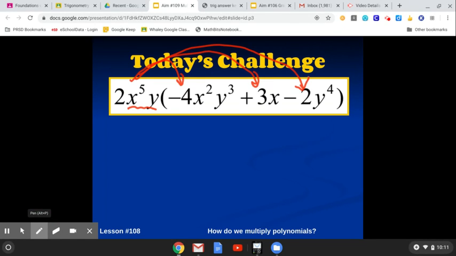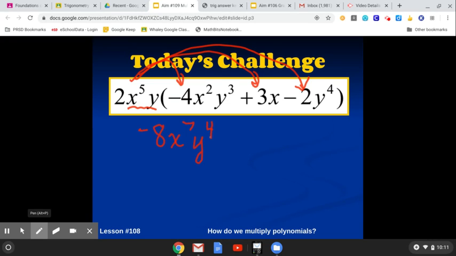You just got to be able to handle the fact that there's two variables. That's all. So for this first one, when I distribute, I end up with -8 x to the 7th y to the 4th. Okay, the -8 comes from 2 times -4. The x to the 7th is x to the 5th times x squared. You add them. My y to the 4th comes from y to the 1st times y to the 3rd.